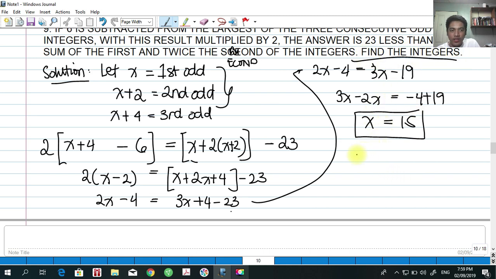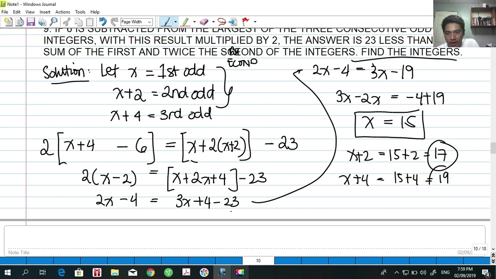So if x is equal to 15, then definitely the second odd integer is x plus 2, which is 15 plus 2, equal to 17. Okay, and the third odd is x plus 4, which is 15 plus 4, which is equal to 19.